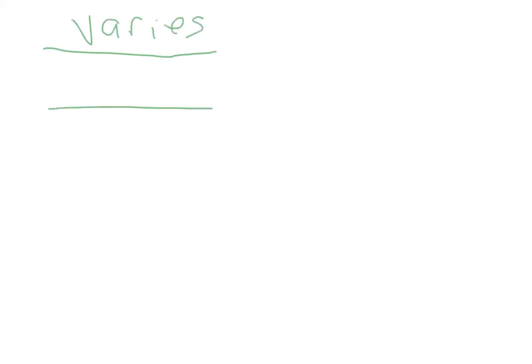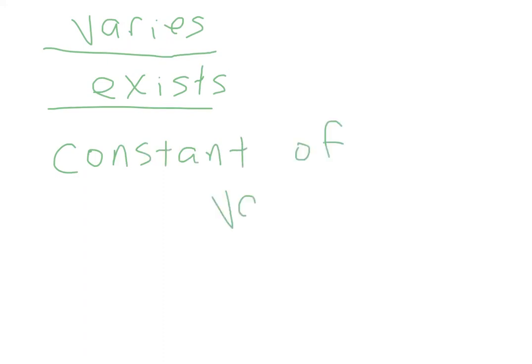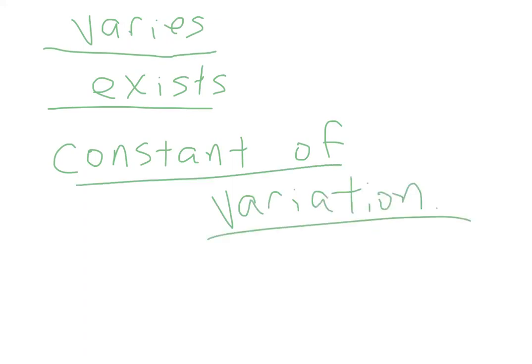varies, exists. The number K is called the constant of variation. There's your three lines in the first box. But let's actually get into the nitty-gritty.